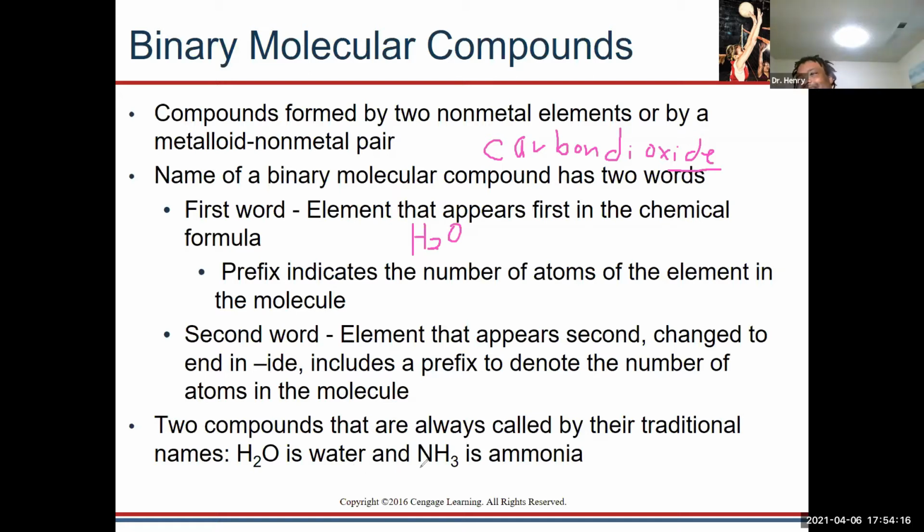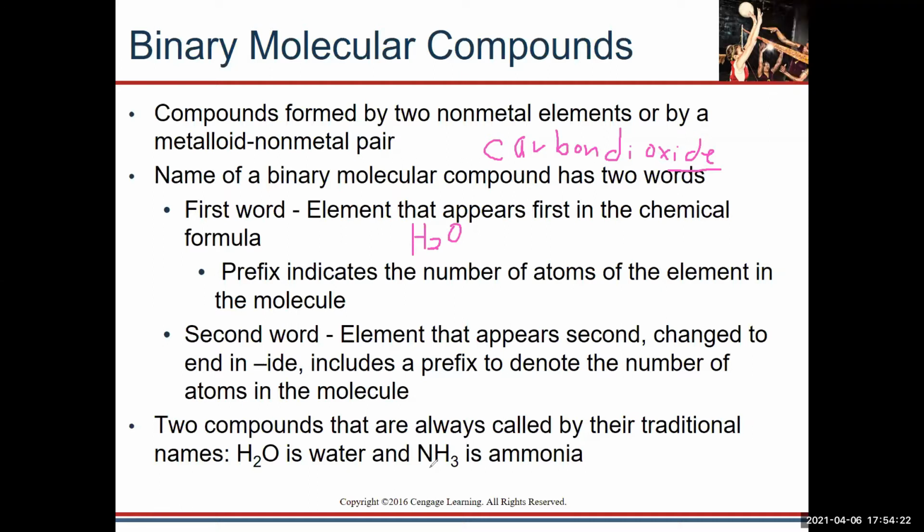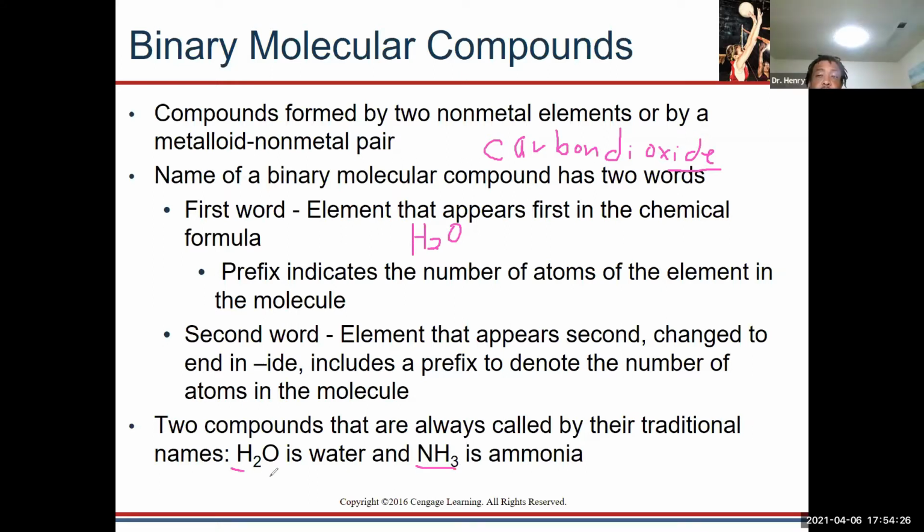The other one is ammonia. You guys heard of ammonia before? Yep. You want to know the chemical formula for these. These are ones that you should know. You should know the chemical formula for water and the chemical formula for ammonia. I'm going to ask you on a test. So, the chemical formula for water is H2O.